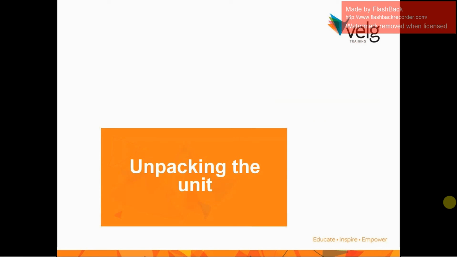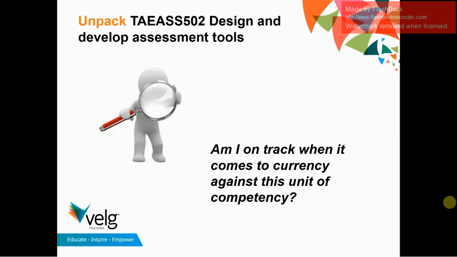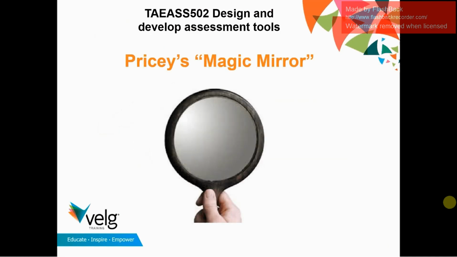So we're going to start to look at how this unit gets unpacked. And as we've done previously, we start to look to determine, am I on track when it comes to currency against this unit of competency? And don't forget, from that 62% that we have, you're looking at your currency against something that you already have. So what are you doing that's maintaining the currency? Whereas the other 38% are really thinking about, hey, maybe I don't have this, maybe I've never developed something, so what am I going to have to develop so that I remain on track and not only use that information for my RPL, but also then subsequently use it to maintain my currency.